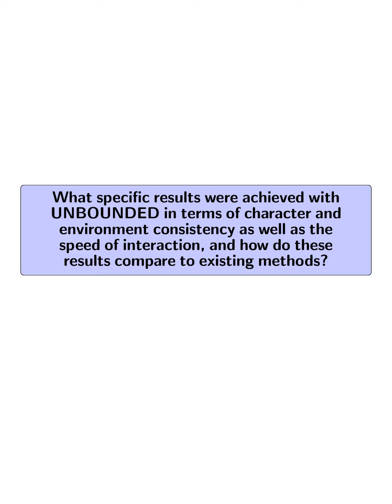What specific results were achieved with Unbounded in terms of character and environment consistency, as well as the speed of interaction? And how do these results compare to existing methods?